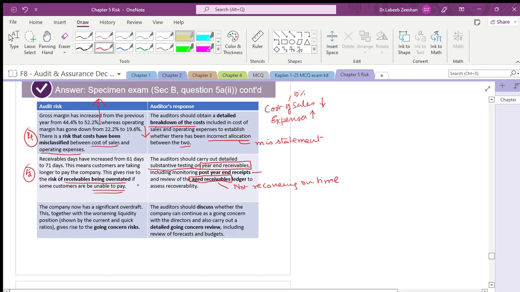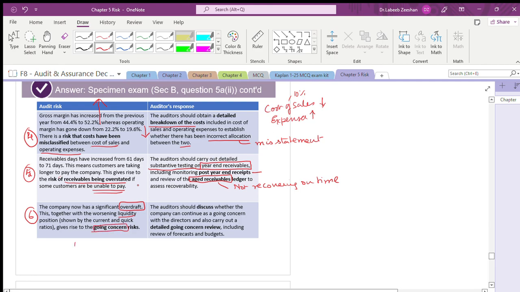The sixth one is very, very easy. The company now has a significant overdraft. Last year they had cash. This year they have an overdraft. That is the cause of concern. It means your liquidity position is not good. It gives a concern of going concern risk.